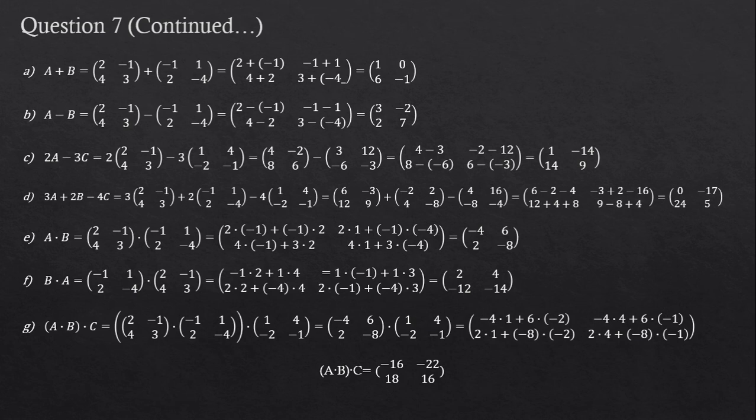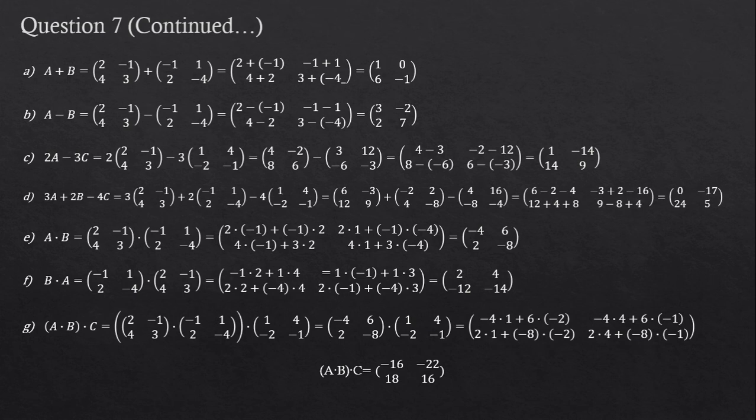C is 2A minus 3C, so it involves the scalar multiplication of matrices. First we need to multiply 2 by matrix A, and then subtract 3 times C. So we'll get 4, negative 2, 8, 6, minus 3, 12, negative 6, negative 3. So the answer is 1, negative 14, 14, and 9.